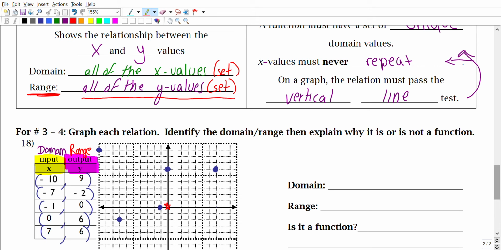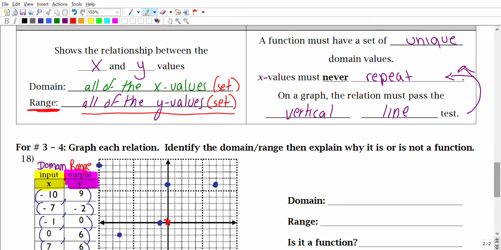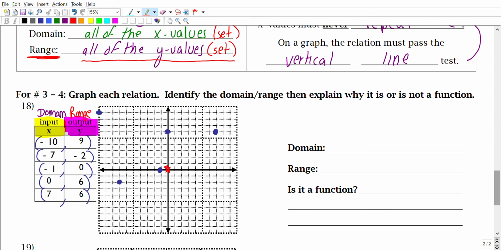All right, so in this relation, which is basically just these 5 ordered pairs, we have a set of domain values. So the set of domain values are all of the x values, just like we talked about. So let's go ahead and write those down. So this is where set notation comes in handy.